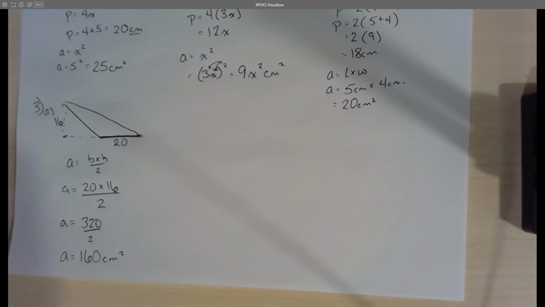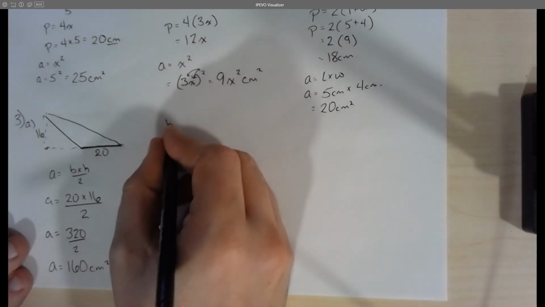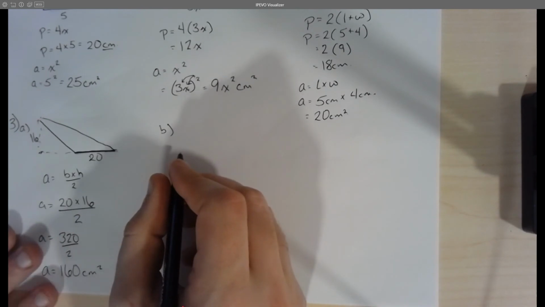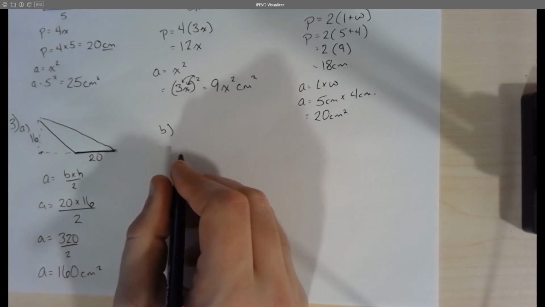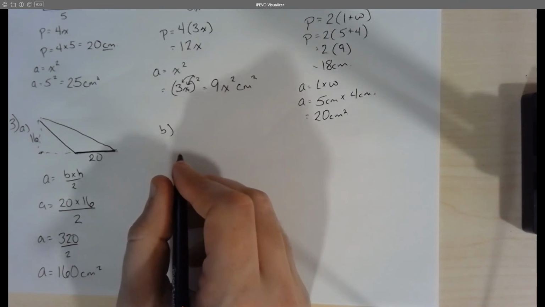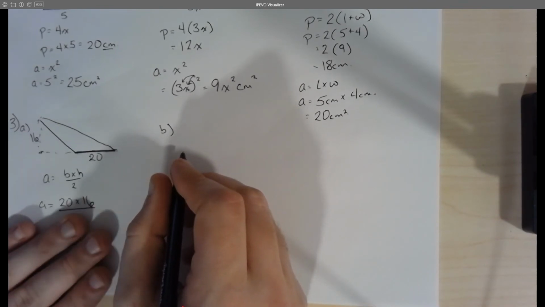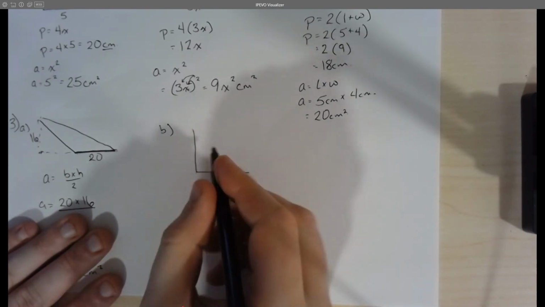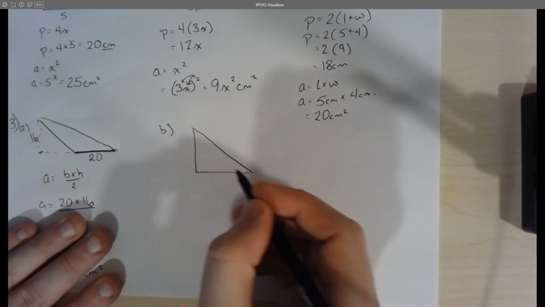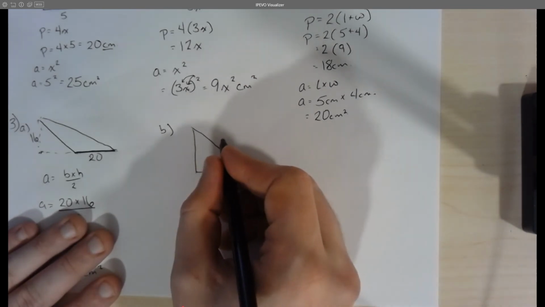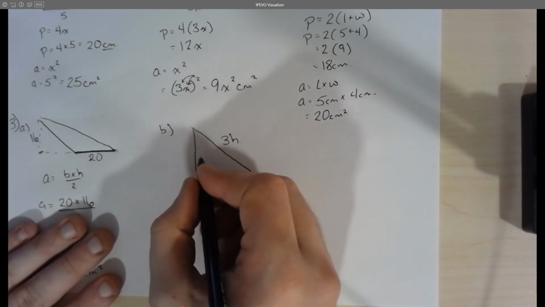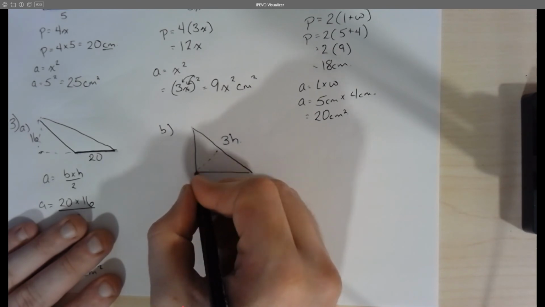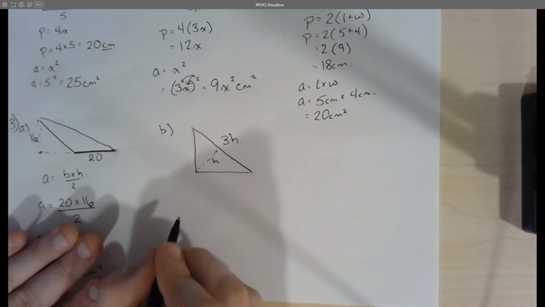In question B, we have a little bit of a different question here. We are given letters and variables in our triangle instead of just numbers. So here's our triangle that we're working with. We're told that it has a base of 3h, and then this is its height here, a height of h.